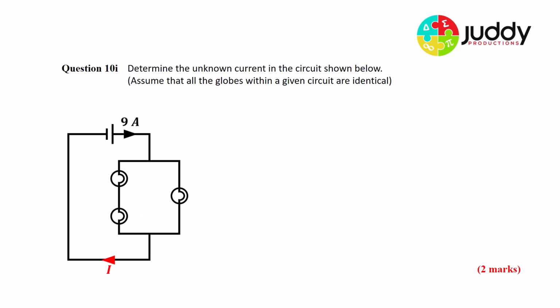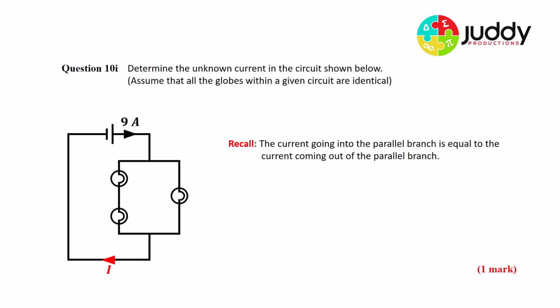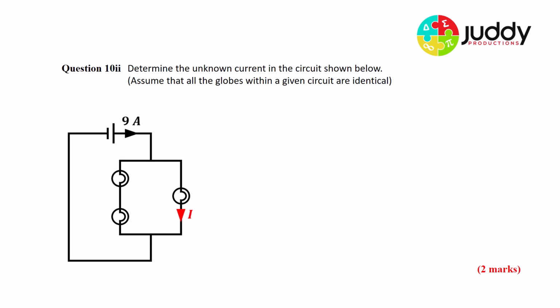10i. Determine the unknown current in the circuit shown below. Assume that all the globes within a given circuit are identical. So this question is asking me to calculate what is this current down the bottom. Recall, the current going into the parallel branch, that is the 9 amps, is equal to the current coming out of the parallel branch. So when it goes into this branch, it splits up. Some goes to the left, some goes to the right, but it recombines back together, which means it will also have 9 amps at the bottom. So current into the branch is 9 amps. That means the current out of the branch will also be 9 amps.